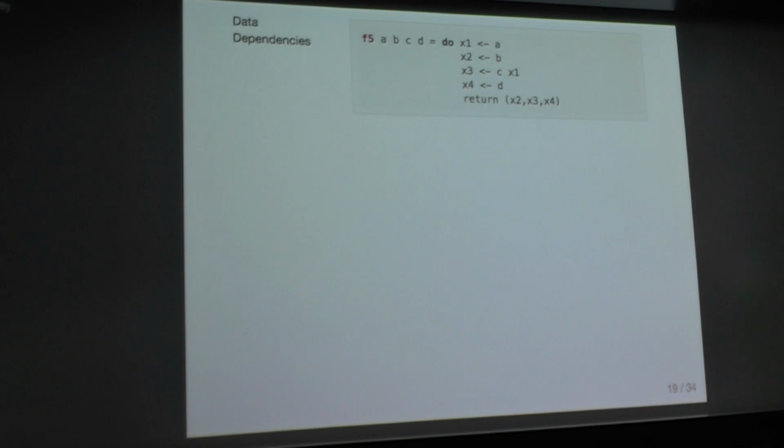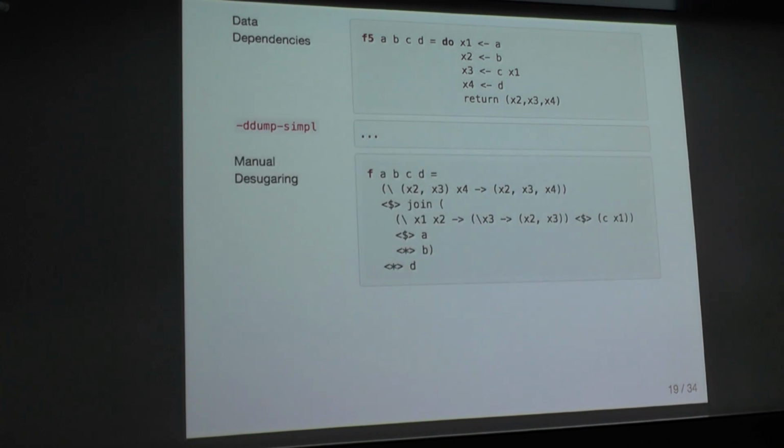So if you look at this, there are some things that depend on each other. The computation C requires the result of the computation A, but the rest is kind of independent. We don't look at core, it's really terrible. But I did the work for you and manually desugared it. So this is what we have. OMG, this is still pretty complicated. So what is going on here?